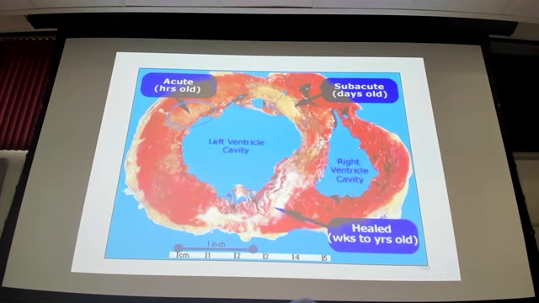Ultimately, if you have a real transmural event like this, and does everybody notice when I say transmural, all the way through the wall, it can actually open, break, right? So that's bad.